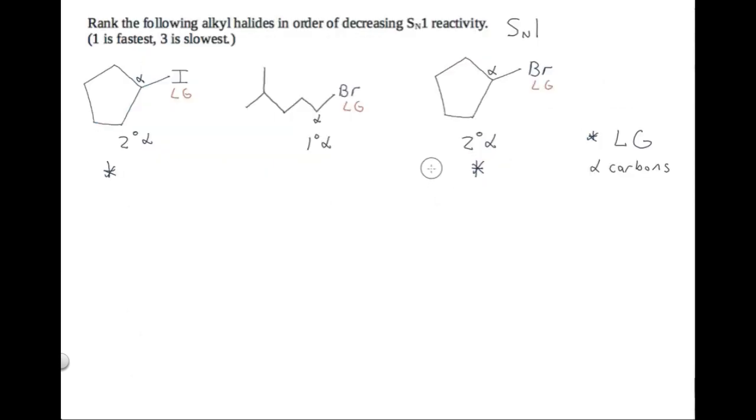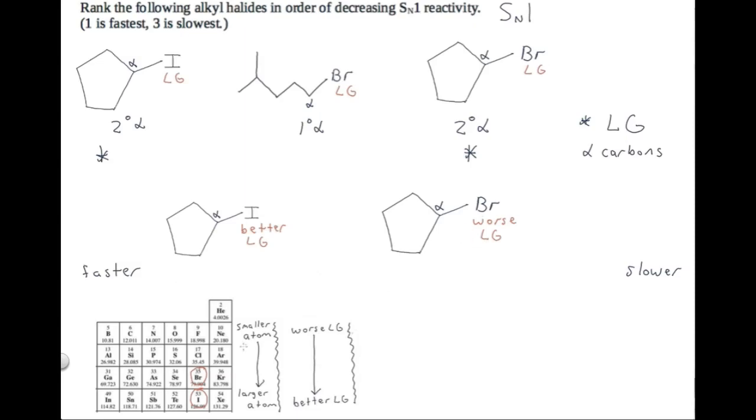Which of those has the better leaving group? Well, you should know that iodide is the better leaving group than bromine. We have discussed that when you compare elements like bromine and iodide that are in the same column of the periodic table, leaving group ability improves as you move down a column. So since iodide is further down in the column, iodide will be the better leaving group. So we can say that this compound will have the faster and this compound the slower SN1 mechanism.